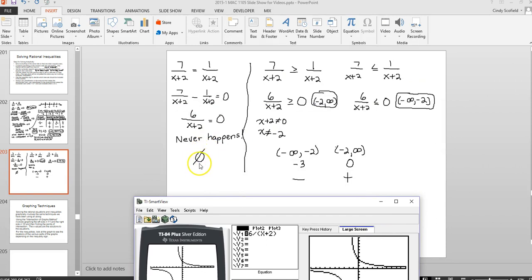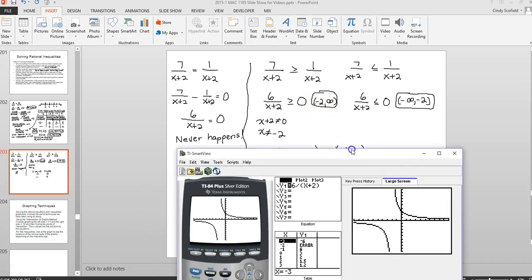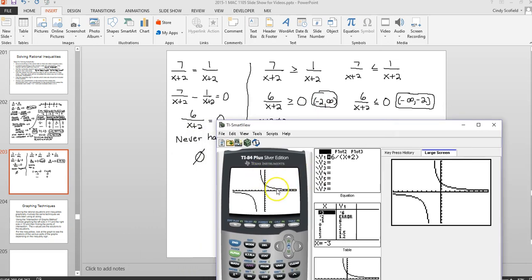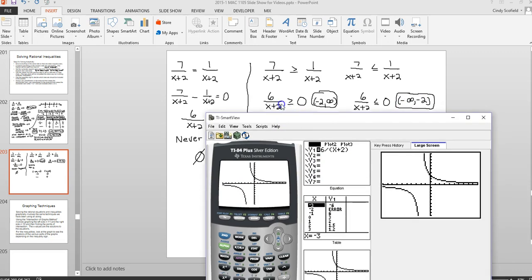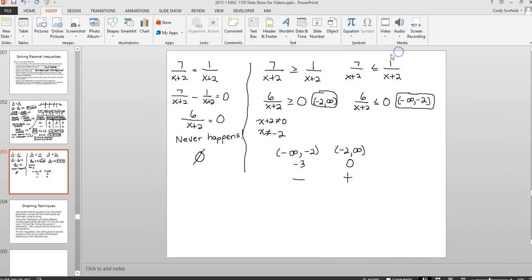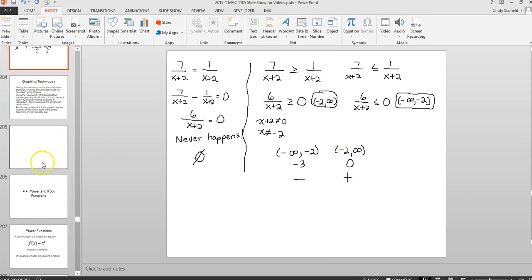Does not touch the x-axis, so there's no solution where it equals 0. Greater than or equal to 0 is above the x-axis, and that's after -2. That's this part. And then less than or equal to 0 is below the x-axis. That's before -2. That's this part. So graphically supports what we found analytically. Analytically is when we worked it out like this, like I did on the slide. Graphically is graphing it and seeing what the picture tells us.